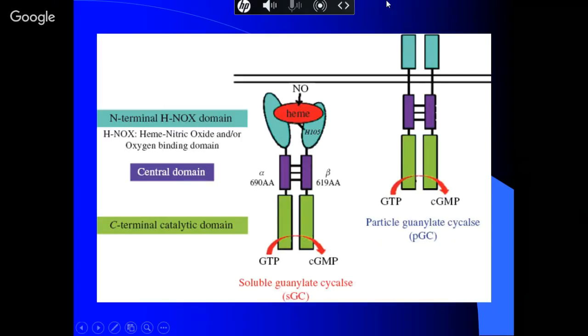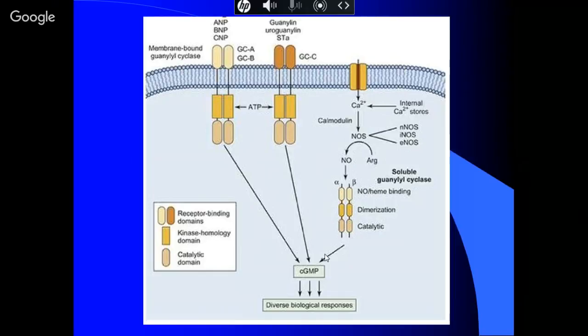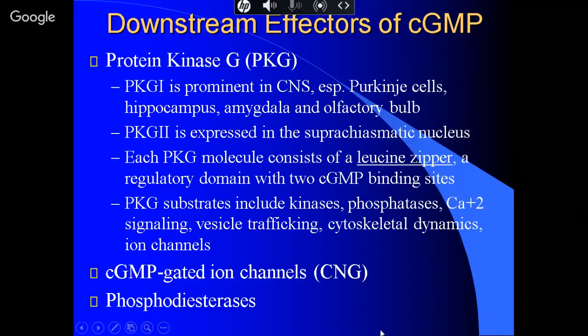And this is a good cartoon. Over on the right, this is the membrane-bound form that we've been talking about. But here in the center is the soluble form. And you can see this heme binding to the regulatory subunits, which then control the central domain. And finally, the catalytic subunit. And we saw this slide before, and now this is just to put it all in perspective of the two of them together.